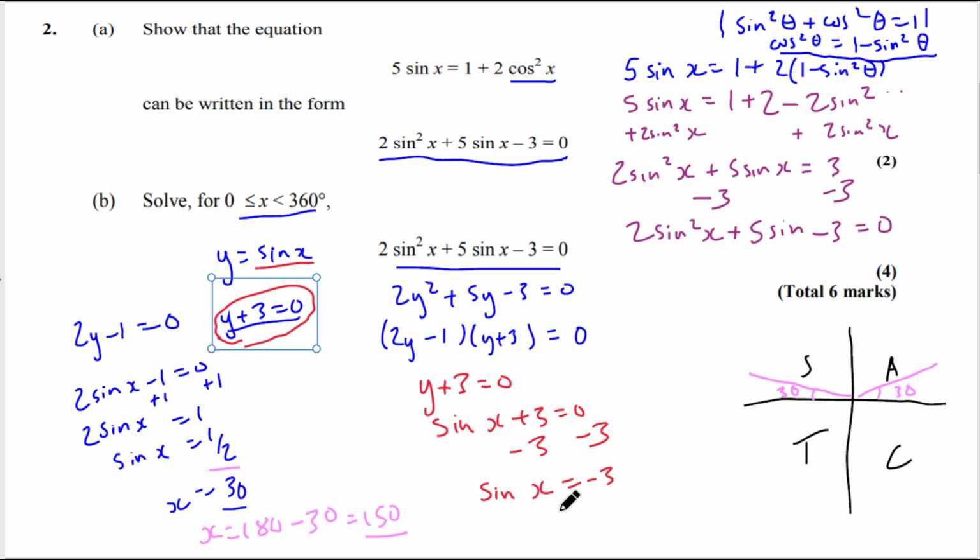And now we should know we can't inverse sine this to get the x value, because sine x is between the values of -1 and 1. So the only two solutions are x equals 30 and 150, and that will get you the 4 out of 4 marks. Perfect.